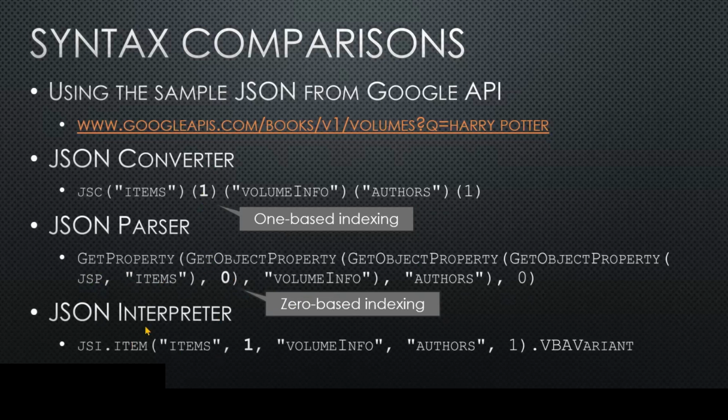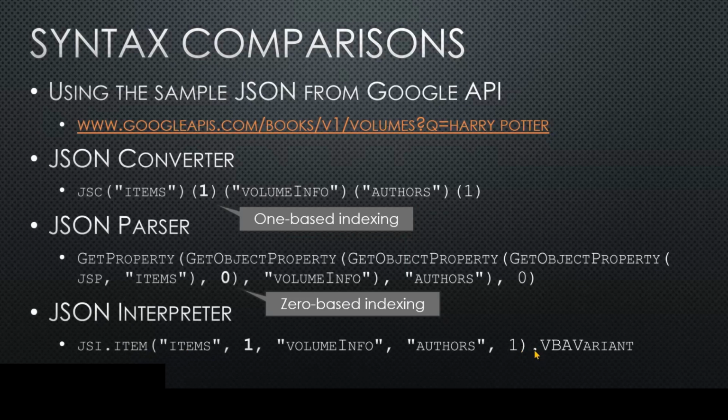Like I said, if I type in the JSI, which is my JSON object, I hit the dot, and I get IntelliSense. And then I use the item method, and then I put in the path: my items, my first object in there, my volume info level, my authors listing in there, or array or whatever list, and then the first object in there. Now, after that, though, you're not done.